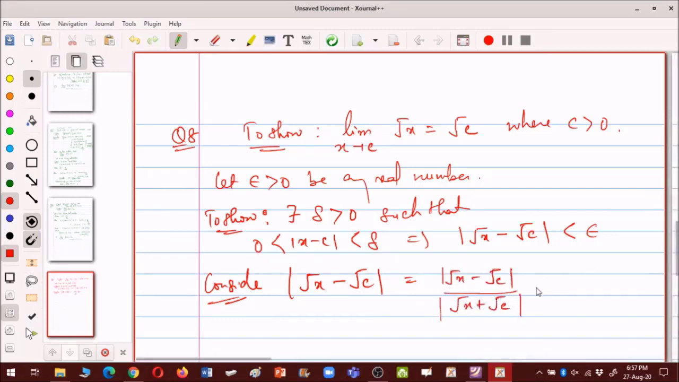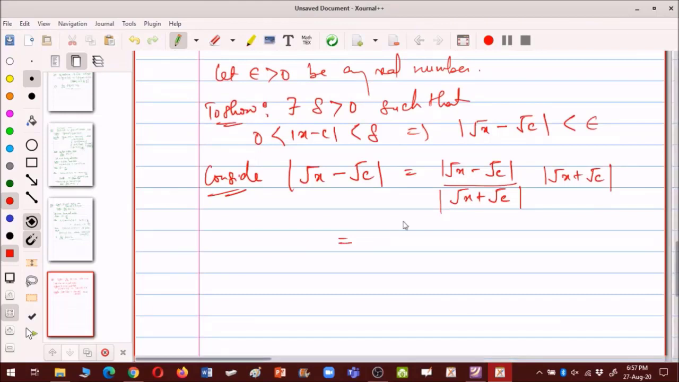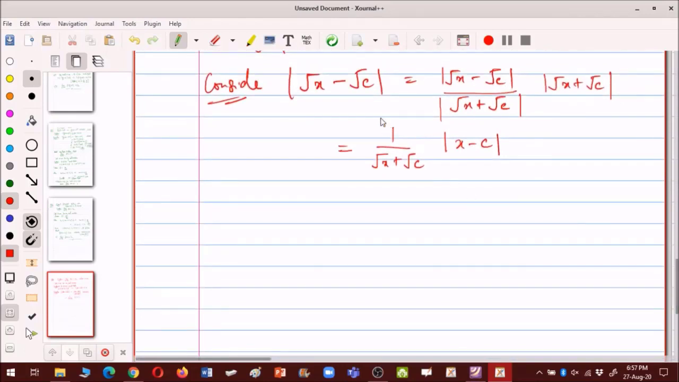So I am multiplying and dividing by root x plus root c, and again this is equal to, so now if I rewrite, this is 1 by root x plus root c. Both are positive square roots, so I can remove the mod, and this is x minus c. So I have to replace this by some k.